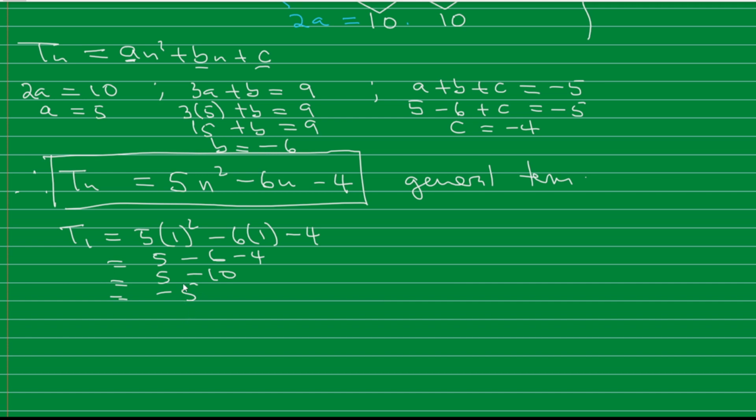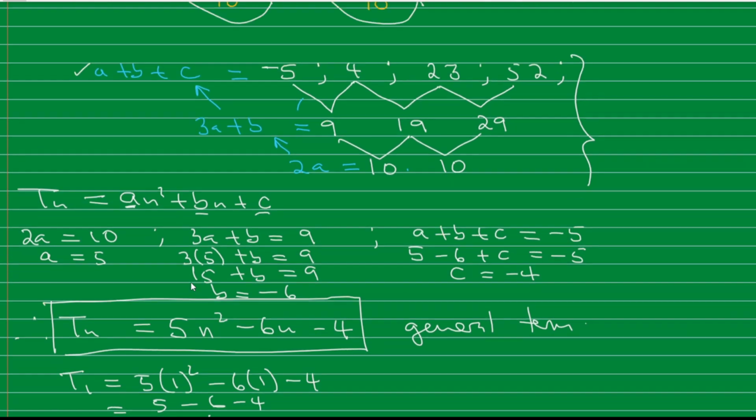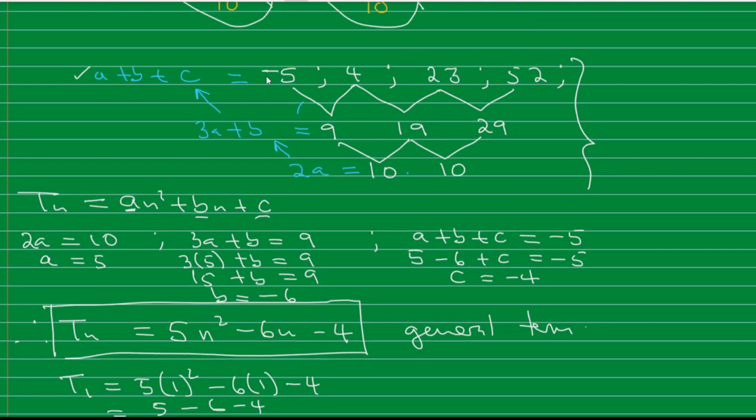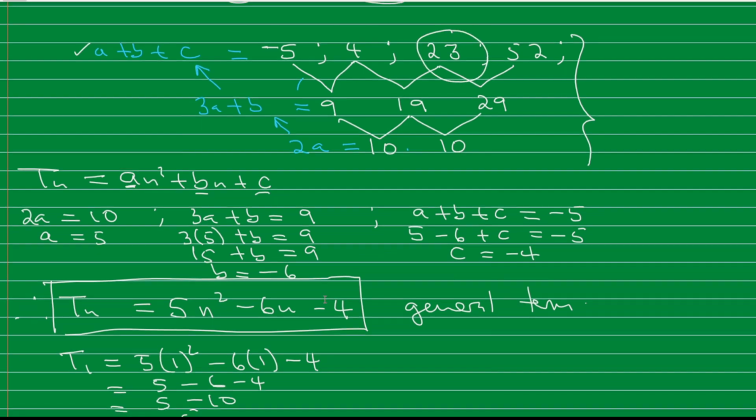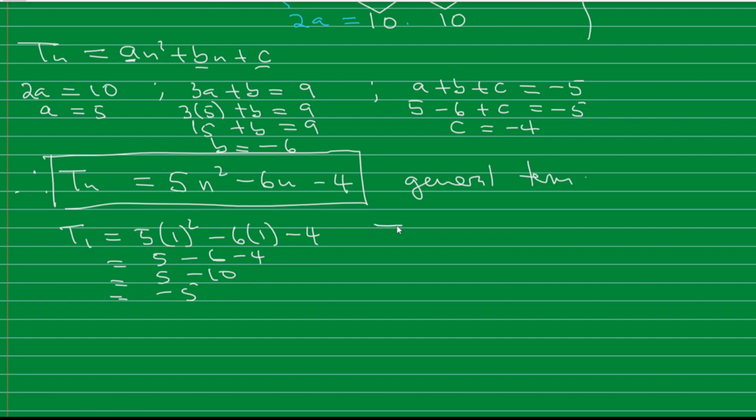So you find that our first term is -5, as we have here. Let's say you want to find T3, the term in position 3. So we use the same equation. Term 3 is 5 times, n represents the position, so that is 3 squared minus 6 times 3 minus 4. Okay, 3 squared, that is a 9, that is a 45, subtract 18, subtract 4.